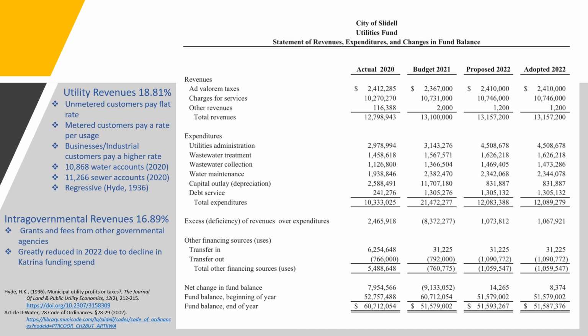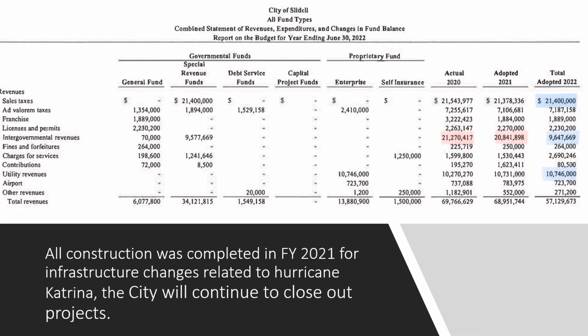The third source of major income for Slidell, intergovernmental revenues, is from grants and other government agencies. So they aren't progressive, regressive, or proportional. They really don't affect taxpayers in that they're not paying any of this through the city tax. But I did want to note that they are greatly reduced in 2022 due to the decline in the Katrina Fund.